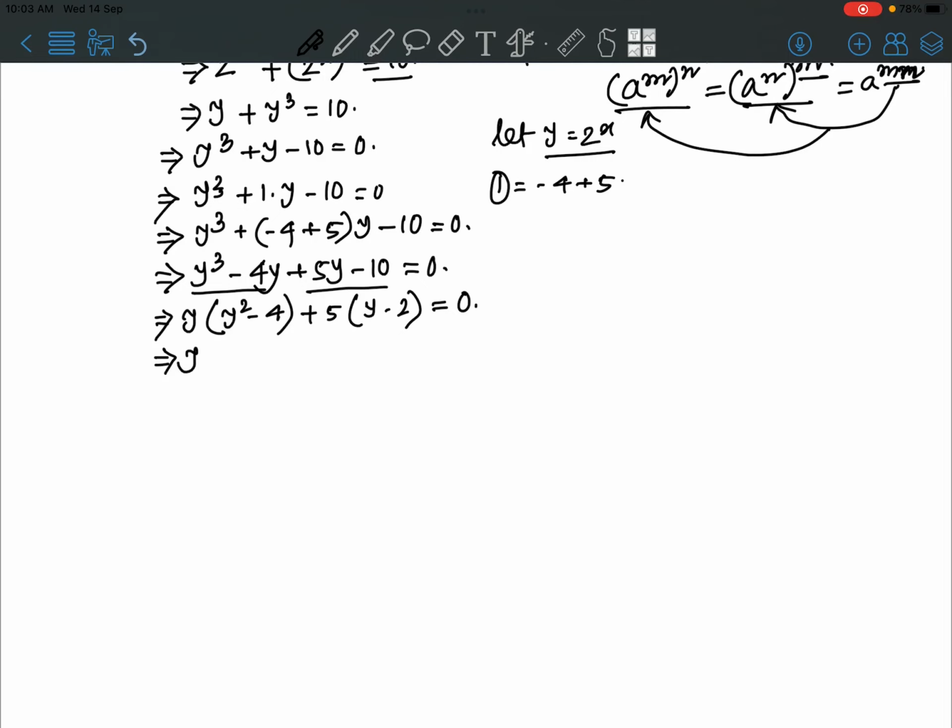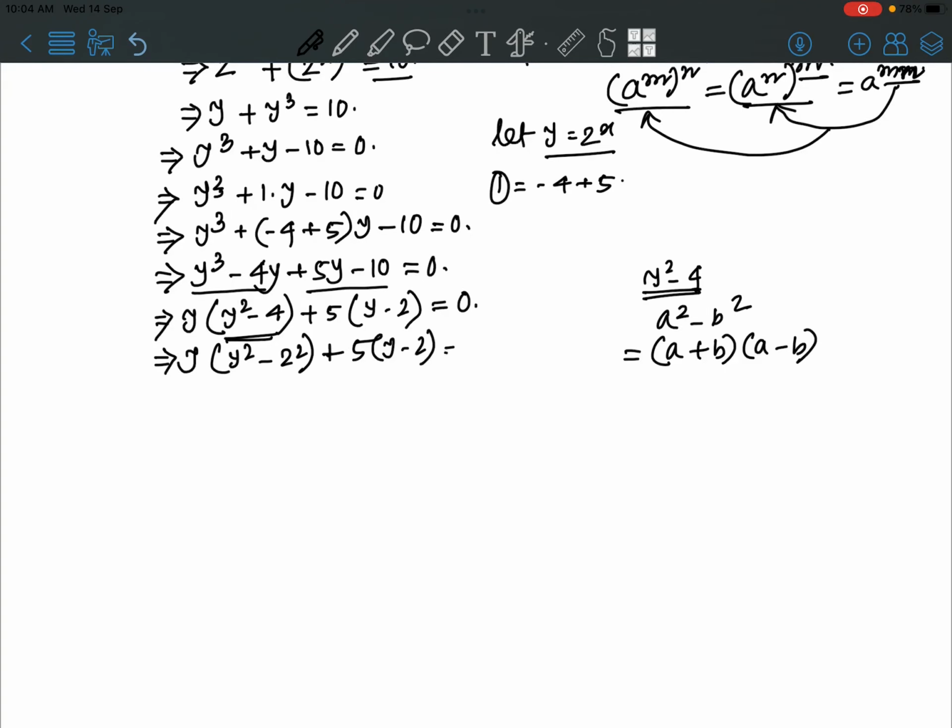Now here we can use an algebraic formula for factoring y square minus 4. Which algebraic formula are we going to use? We are going to use a square minus b square, because a square minus b square equals a plus b into a minus b. So in case of y square minus 4, we can write y square minus 2 square, then plus 5 into y minus 2 equals 0. So y into y plus 2 into y minus 2 plus 5 into y minus 2 equals 0.